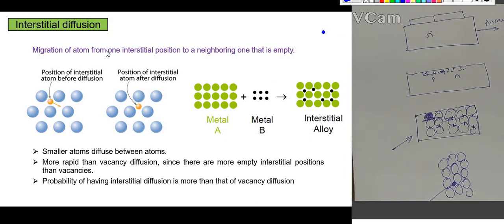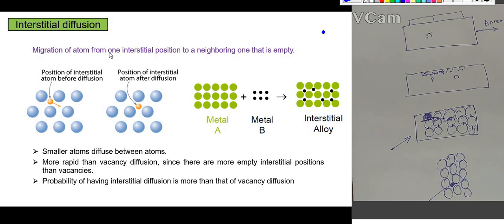So the migration of an atom from one interstitial position to a neighboring one that is empty. Okay, so that is migration of an atom from one interstitial site. Here we can see this is an interstitial atom. Here solute and solvent are there. So one solute atom or impurity atom, which is in the interstitial position before diffusion, moves from this interstitial position to another interstitial position which is vacant. Okay, so such movement is called interstitial diffusion.